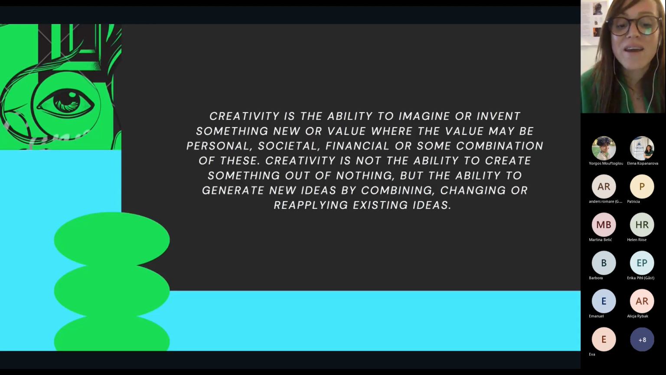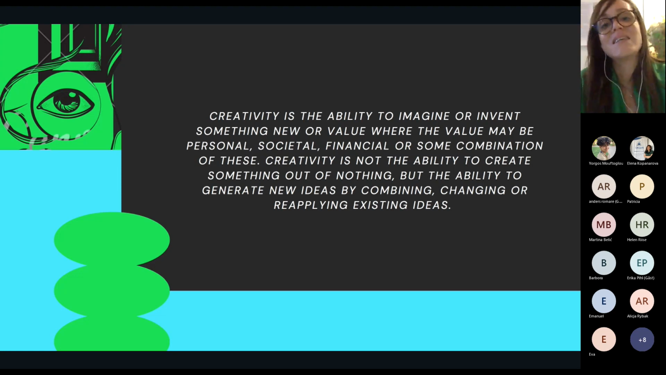So finally, we can say that creativity is the ability to imagine or invent something new or valuable, where the value may be personal, societal, financial, or some combination of these. Creativity is not the ability to create something out of nothing, but the ability to generate a new idea by combining, changing or reapplying existing ideas together.